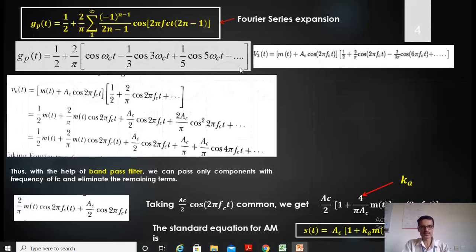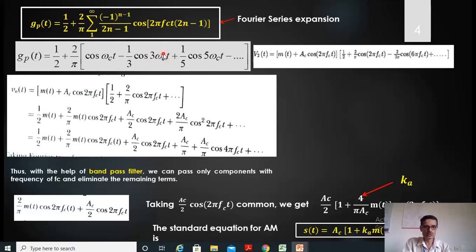Now for this particular case, I can write a Fourier series expansion of such Gp of t given by this equation, that is 1 by 2 plus 2 by pi summation, where n goes from 1 to infinity, of minus 1 to the power n minus 1 divided by 2n minus 1, times cos of 2 pi fc t, the carrier frequency, multiplied by 2n minus 1. If you substitute different values of n, I can expand it like this: half of 2 by pi cos omega c t, that is 2 pi fc t, for n equal to 1.